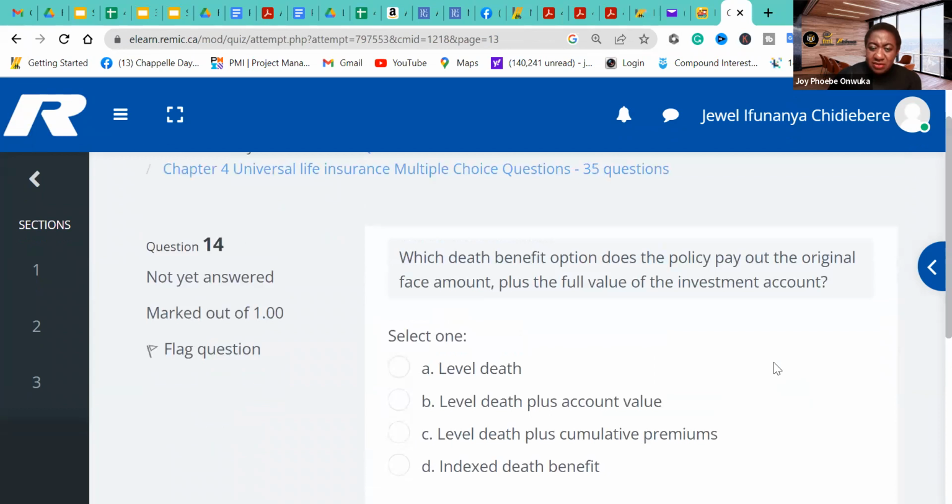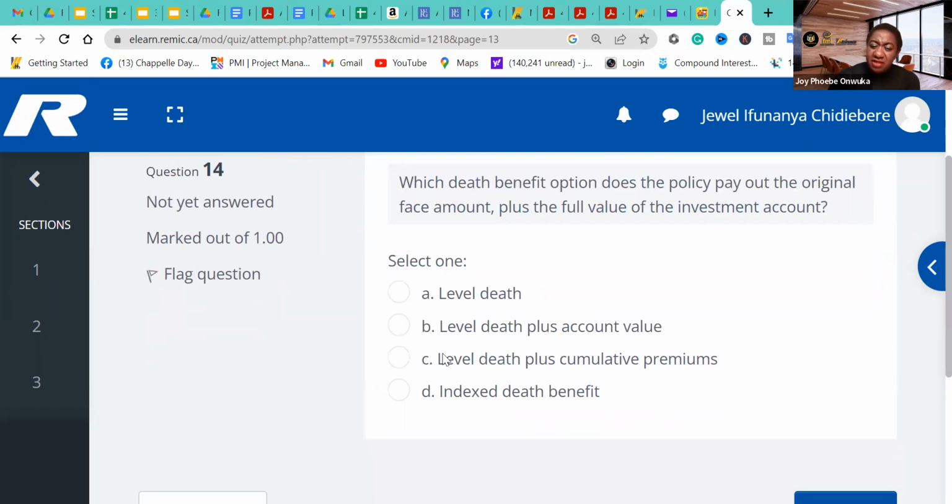Let's do this real quick. Which death benefit option pays out the original face amount plus the full value of the investment account? Level death benefit, no. Level death benefit plus account value. Level death benefit plus cumulative premium index, no. It's level plus account value.